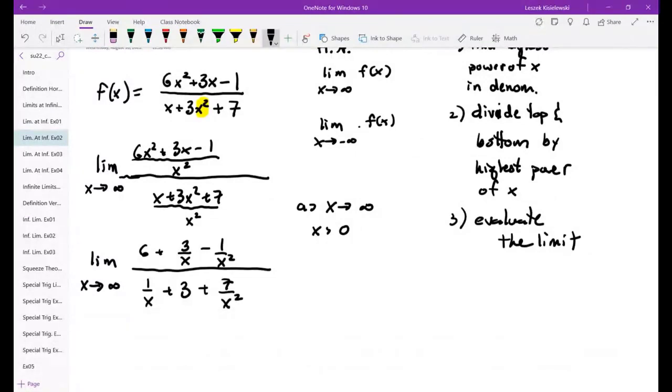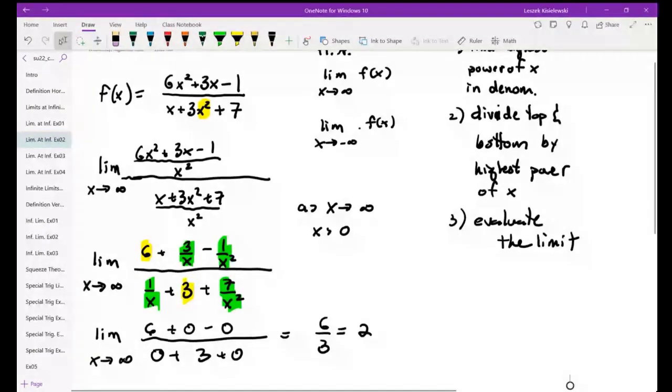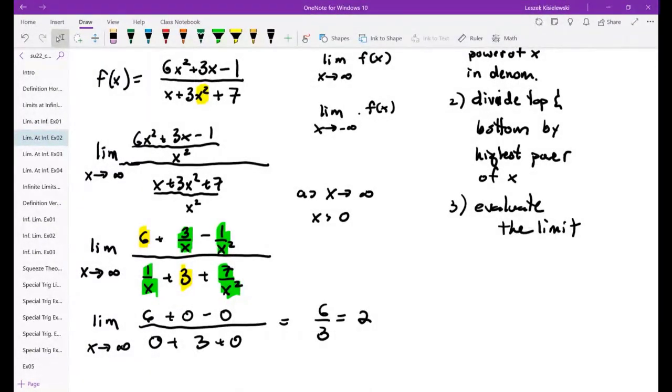And here, it's very convenient, right? The constant stuff just remains constant at the limit because the constants don't care what x does. But anything that has an x in the denominator will go to 0. All these guys will go to 0. Okay, so we get 6 over 3. Okay, so we see that because the limit as x goes to infinity is positive 2, our function has a horizontal asymptote.